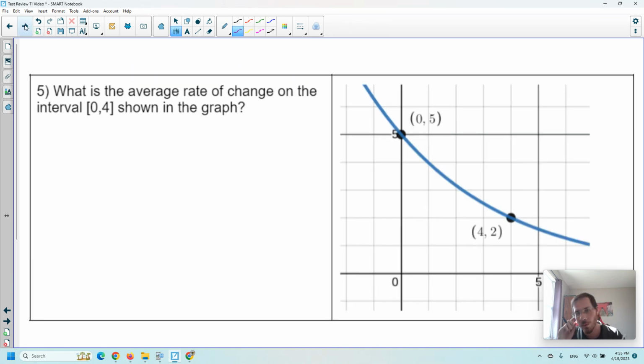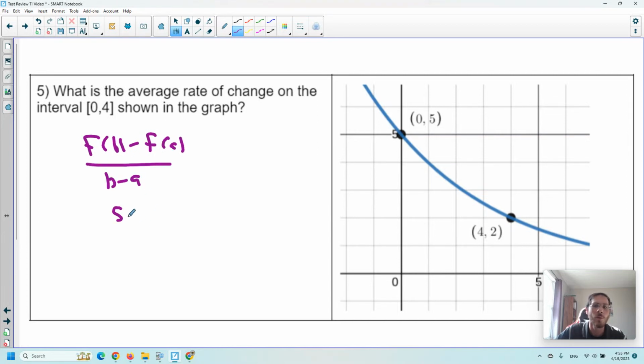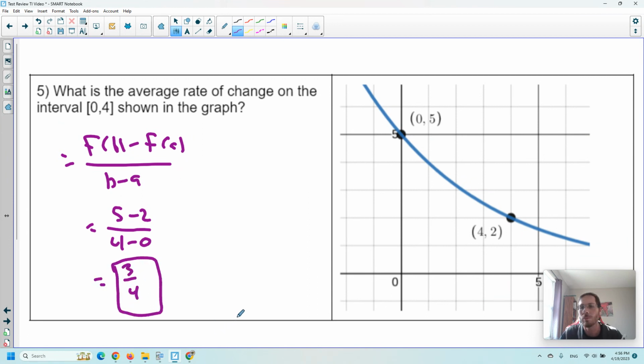All right, for number 5, we have to find the average rate of change from 0 to 4 shown in the graph. This one's just a slope equation, not really anything you can do on the TI except plug the formula in. F of B minus F of A over B minus A. So 5 minus 2 over 4 minus 0, which is going to be 3 over 4. And I'm not even going to turn that into a decimal. 3 over 4 sounds pretty good. Again, what we're doing is we're finding the slope between those.